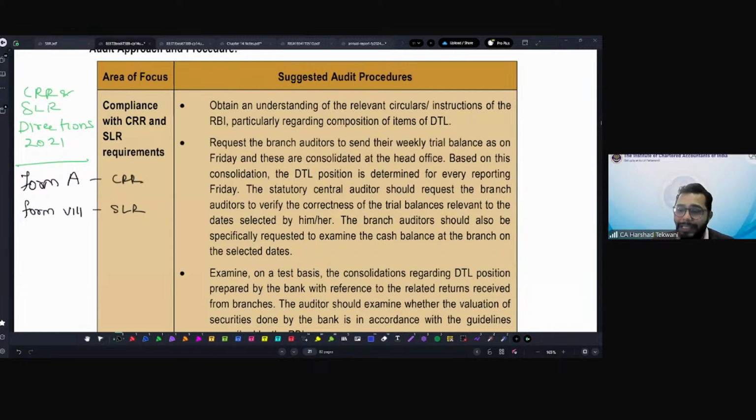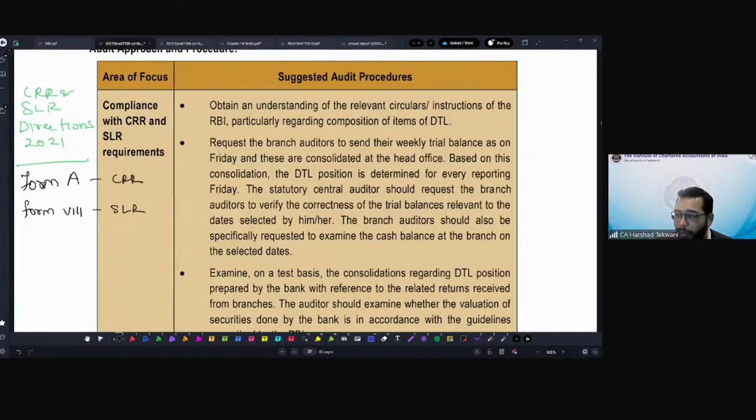Once this reporting is done by the branch auditor, the central statutory auditor at the central level combines all the reporting, verifies it with the trial balance data, and on the basis of that, examines whether the bank overall was maintaining the CRR or SLR. This is done on a fortnightly basis, and the reporting is done on a fortnightly basis. Now that was CRR. Same way, there is SLR.